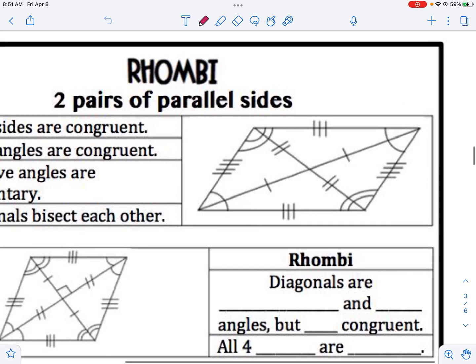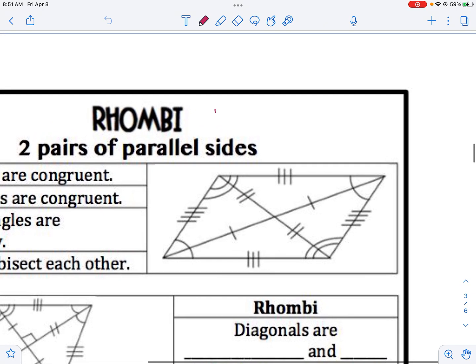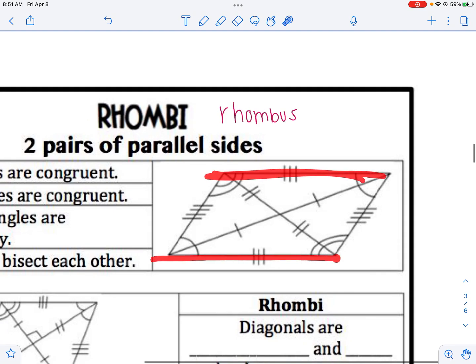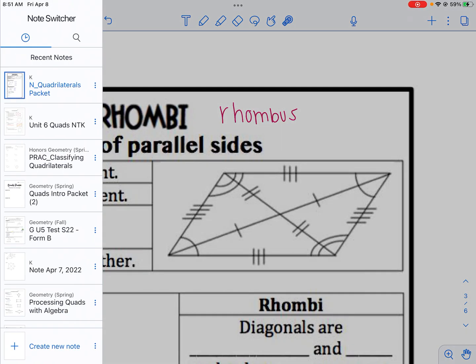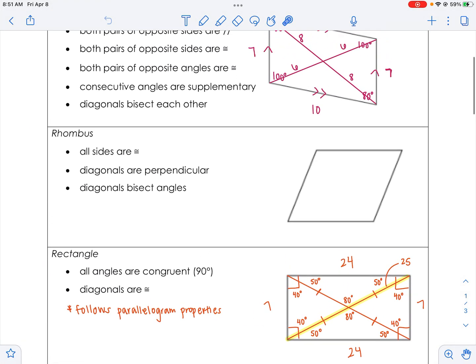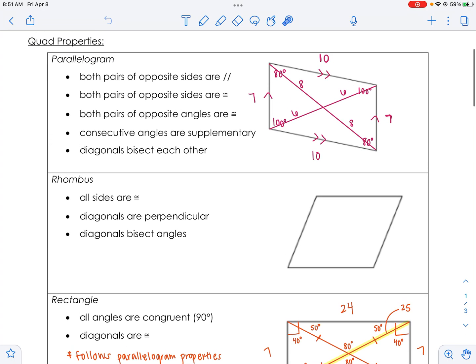Now, rhombi is just the plural form of the word rhombus. And because a rhombus has two pairs of parallel sides, that makes it a parallelogram, which is what we've been talking about. So if we take a look at that formula chart, the key feature of a rhombus is that all the sides are congruent.